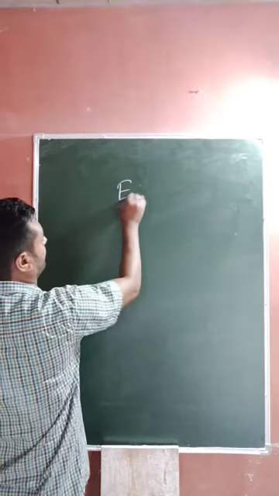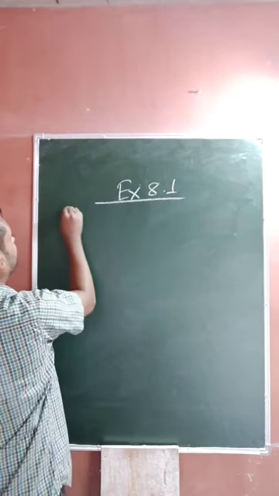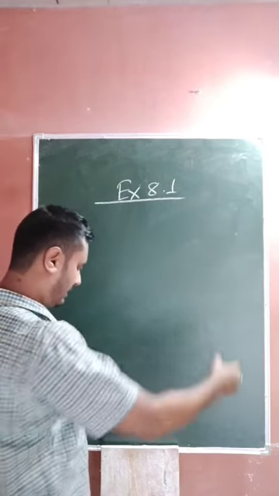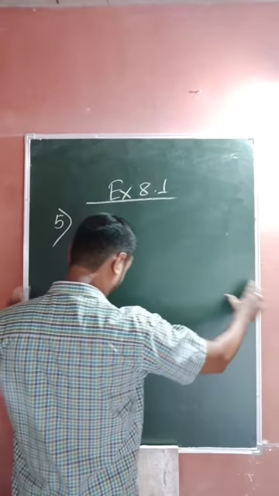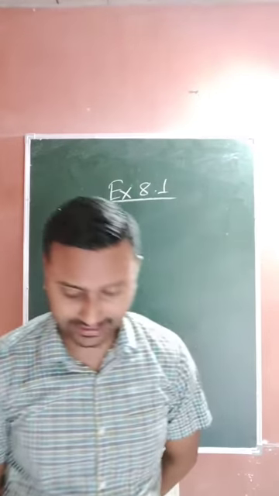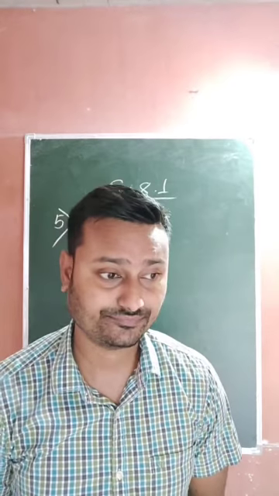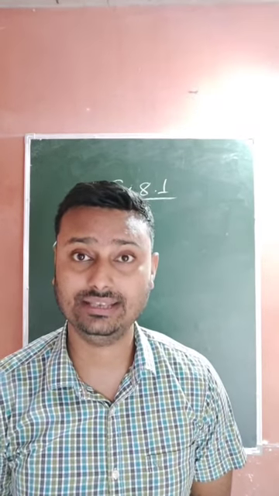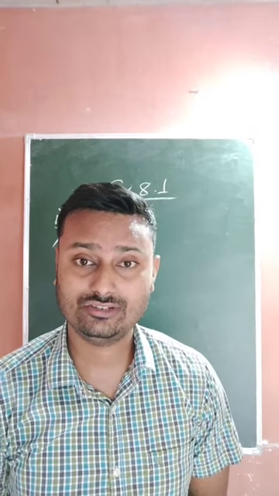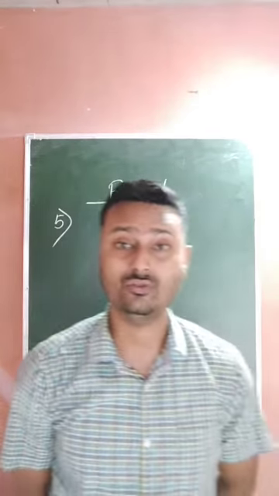Okay, so exercise 8.1, question number 5. Very important question. Question number 5 is given that in case of any quadrilateral, suppose the diagonals are equal and they are bisecting each other at right angles, then that quadrilateral must be a square. So this question is the converse of question number 4.